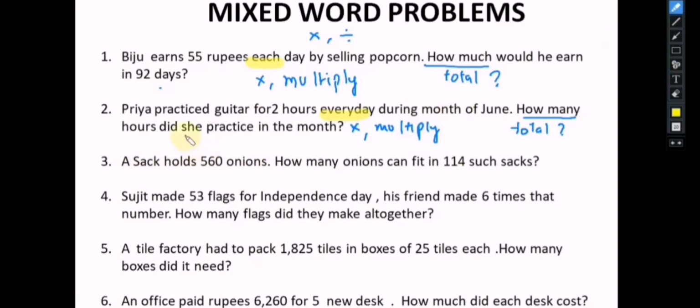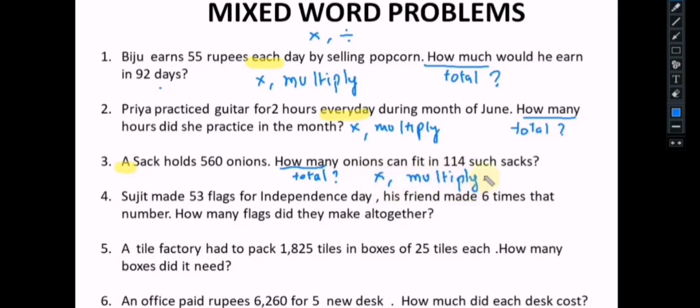Next one, a sack holds 560 onions. How many onions can fit in 114 such sacks? So a, each, every day all mean the same. It is either a multiplication or a division word problem. You don't know the number of onions and you want to calculate the total onions that can fit in 114 sacks. So when you don't know the total and you want to calculate the total and you have the word a or each, you are going to multiply to find the answer.